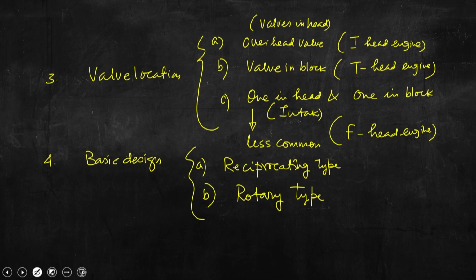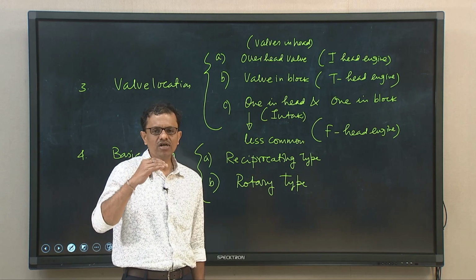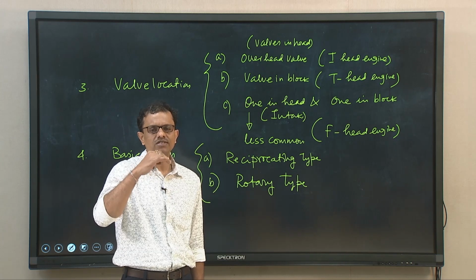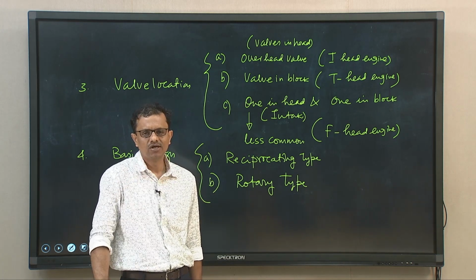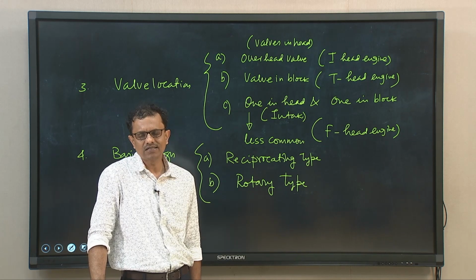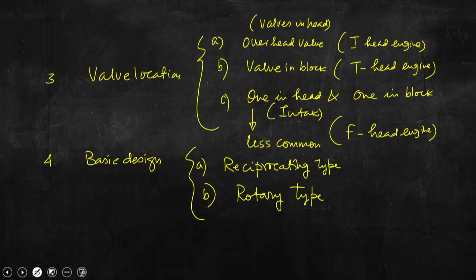Reciprocating engine, you have studied that the piston needs to reciprocate between two locations, that is top dead center or inner dead center, or the bottom dead center or the outer dead center. While the rotary type has a special arrangement, in fact we shall be discussing this particular type when we discuss the engine structure. Okay. So, this is the basic type.